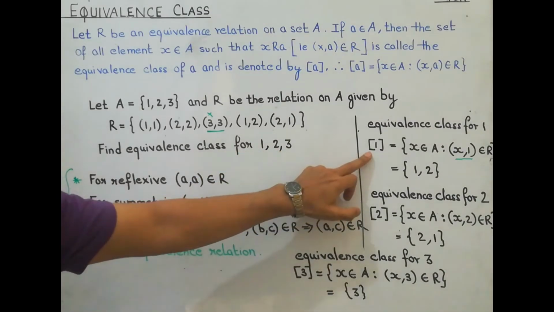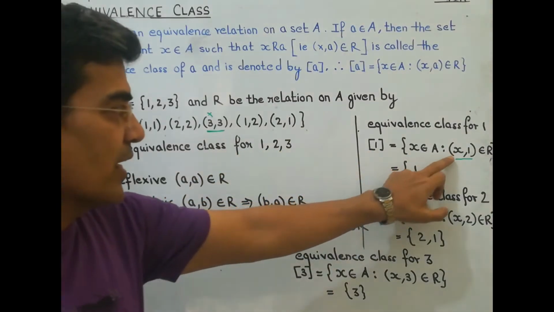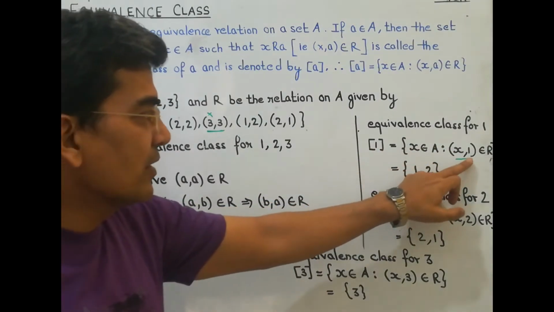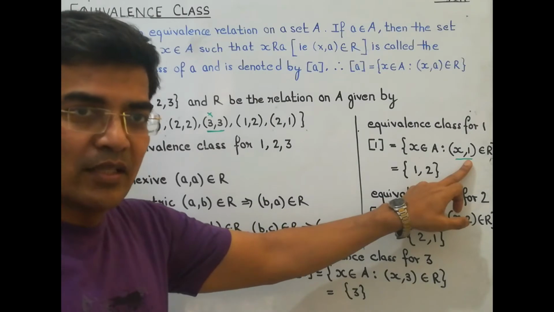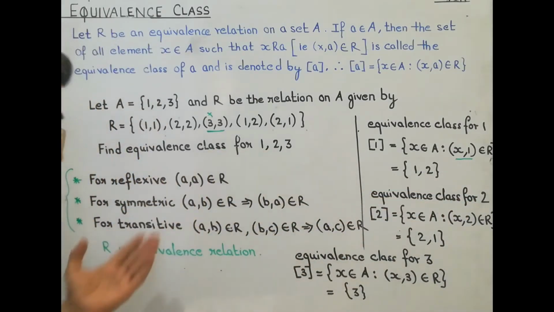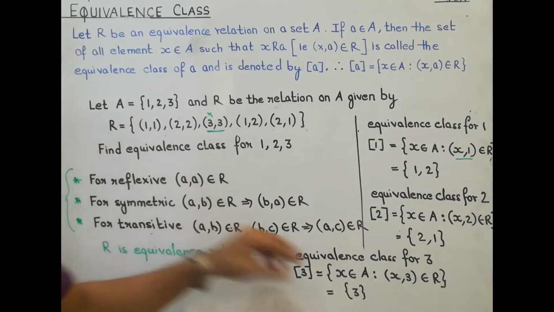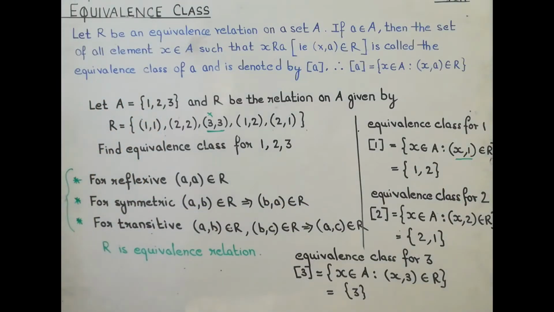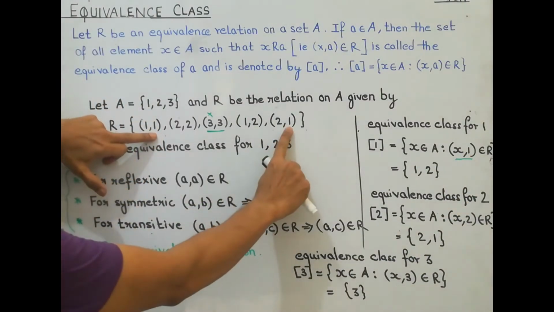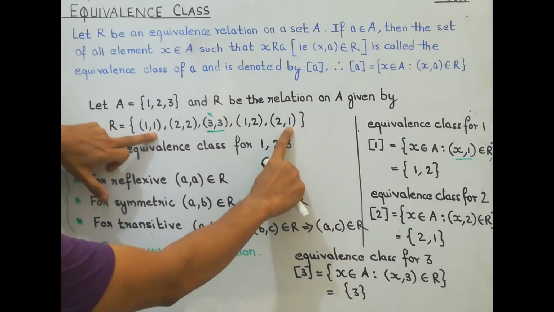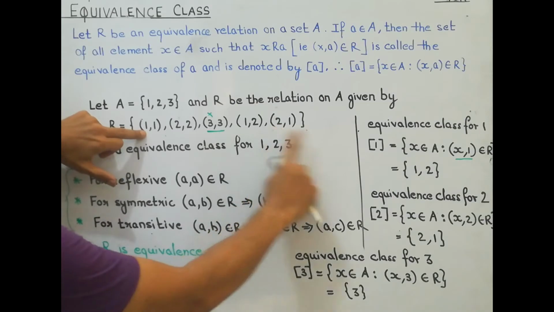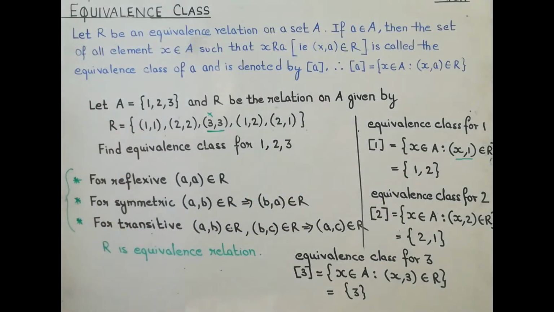See, the equivalence class for 1 will be represented as x comma 1. That means you need all the ordered pairs from this relation in which the second element will be 1. So 1 and 1. Second element is 1. Then you will write the set of the first element. So 1 and 2. That will give you the equivalence class.